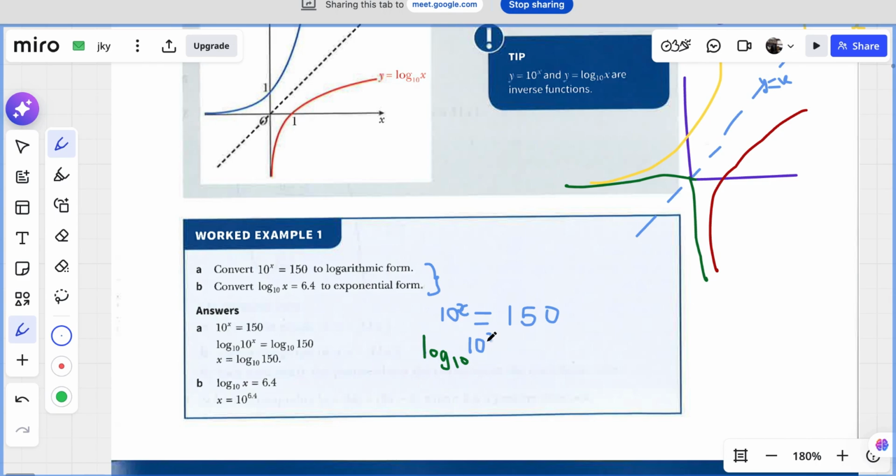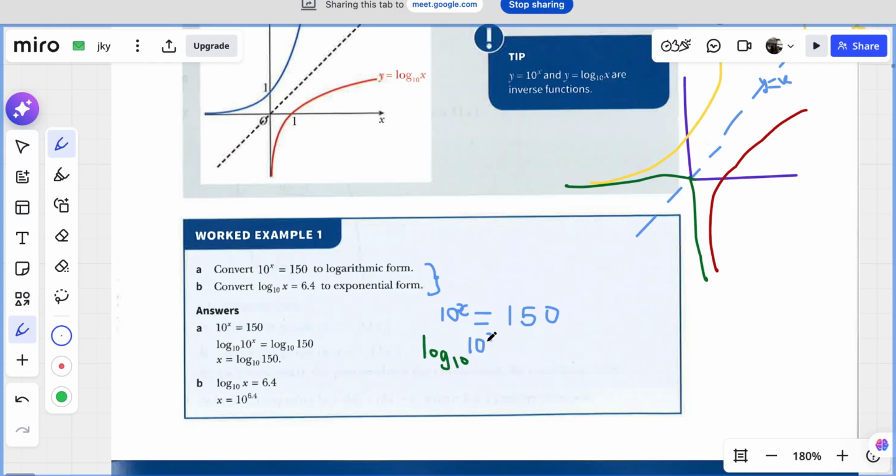Same you do here. You introduce log here: log of 10 raised to the power 4 is equal to log 10,000. They just want you to introduce logarithm to this.